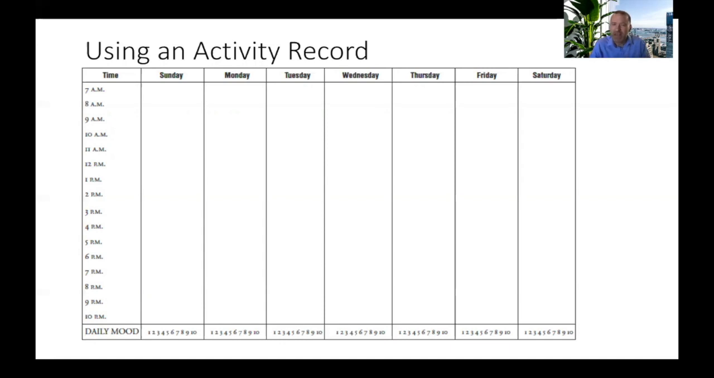At the end of the day, rate your mood on a scale of 1 to 10. 10 is the best, 1 is the worst mood. Go ahead and do that for the next week. Then reflect on what you have.